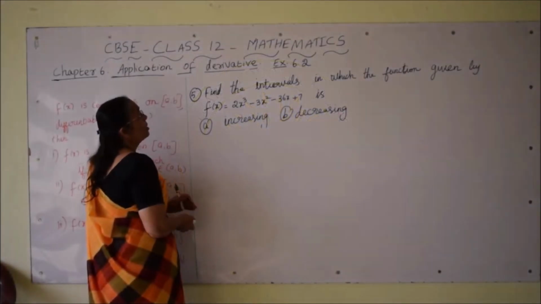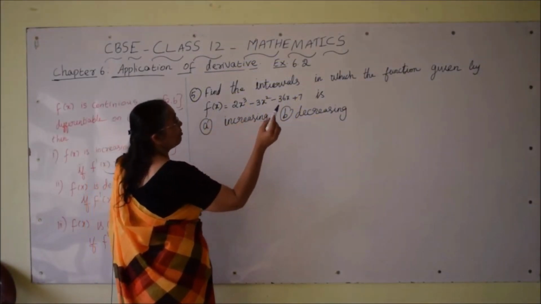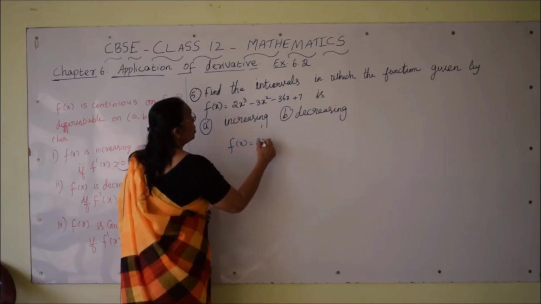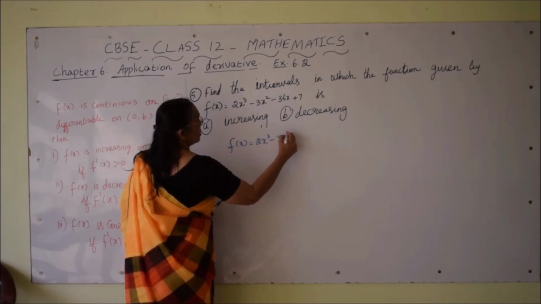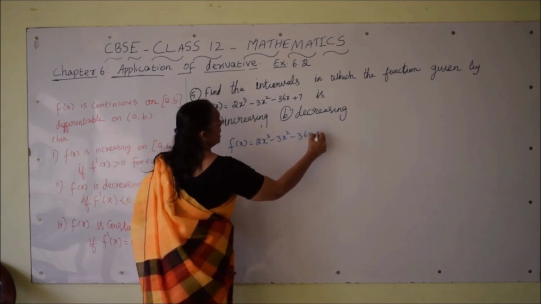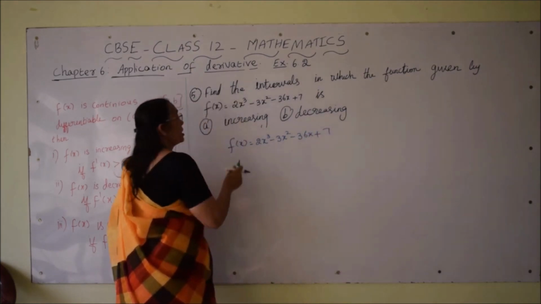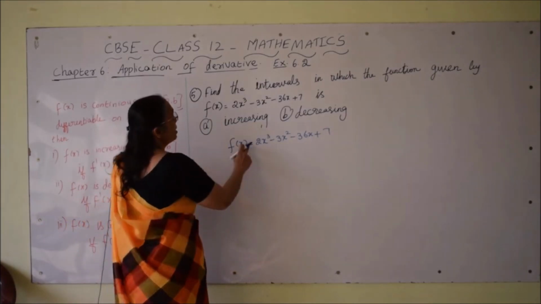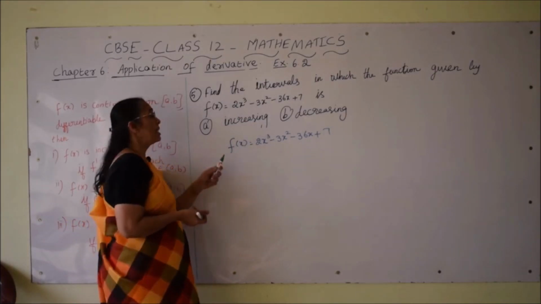Question number 5. Find the intervals in which the function given by f of x is equal to 2x cube minus 3x square minus 36x plus 7 is, first, increasing, and second, decreasing. We have to find the intervals where this given function is increasing and decreasing.